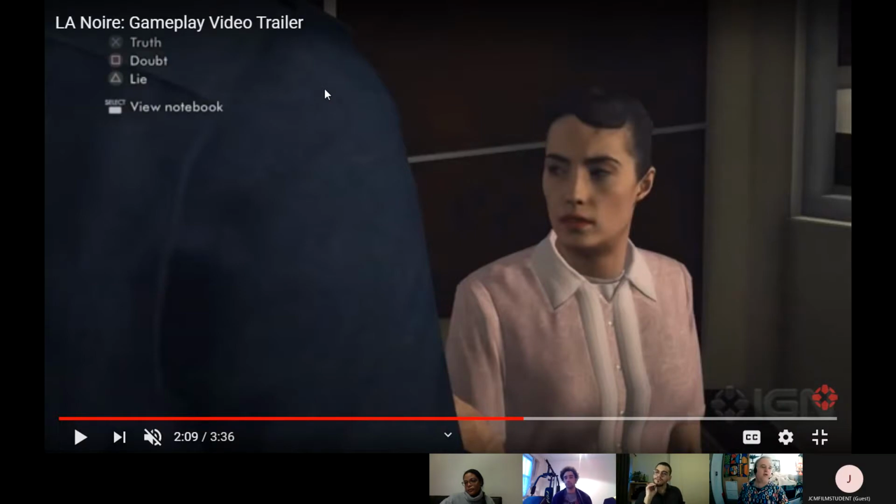But the interesting bit, I thought, was that when you're talking to people, you have this choice about whether the person's telling the truth, whether you doubt them, or whether they're telling a lie. And then according to the choice that you make, that will affect what your character does. So if it's telling the truth, you'll just say, thank you for that, madam, and leave it at that. If it's a lie, it's assorted, appropriate 1947 LA cop type bad mouthing. And then doubt is a more subtle thing in the middle.